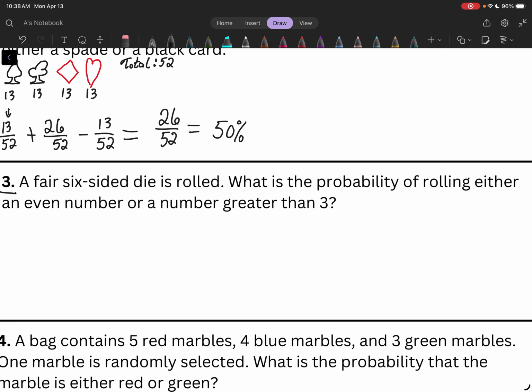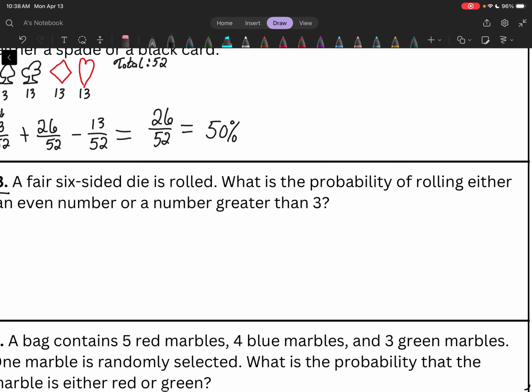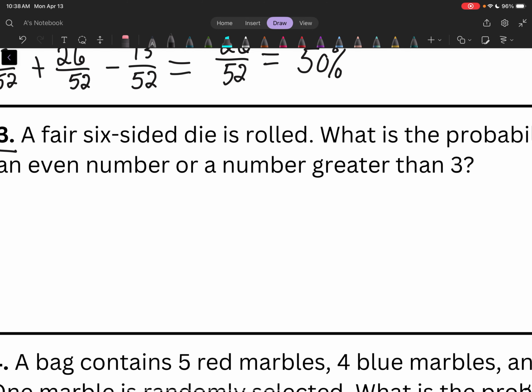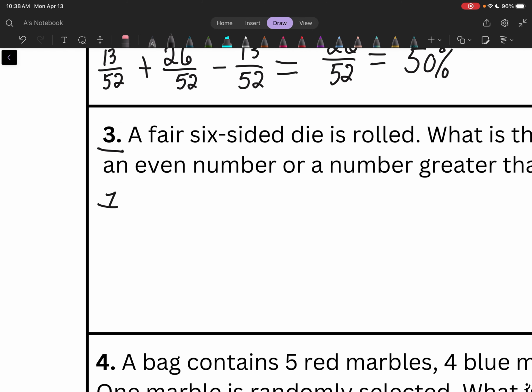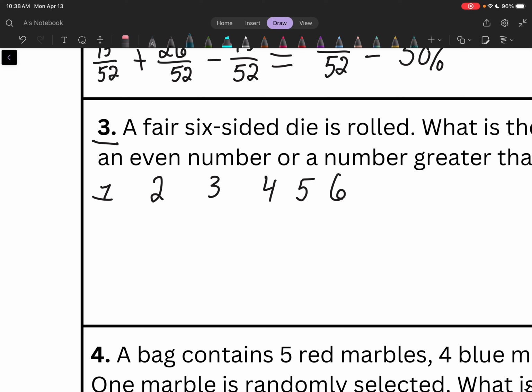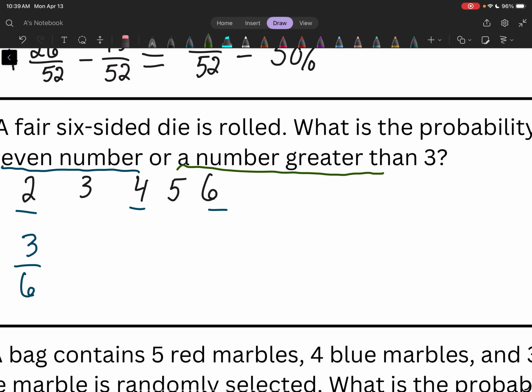A fair 6-sided die is rolled. What is the probability of rolling either an even number or a number greater than 3? So on my die, I have 1 through 6. Probability of an even number: 2, 4, 6, 3 over 6, or a number greater than 3: 4, 5, 6, which is 3 over 6.